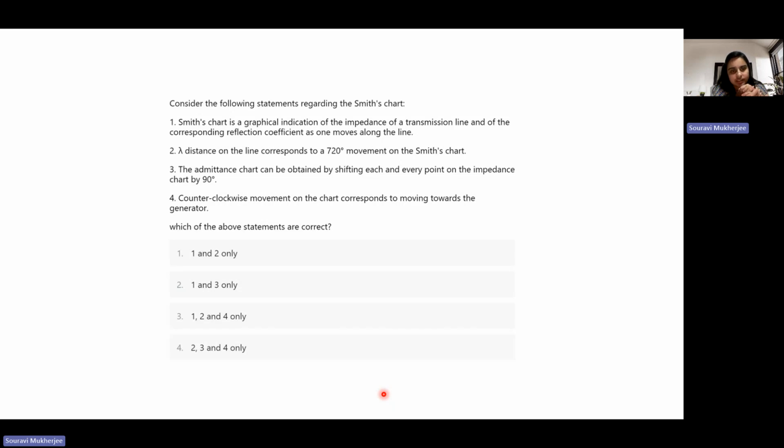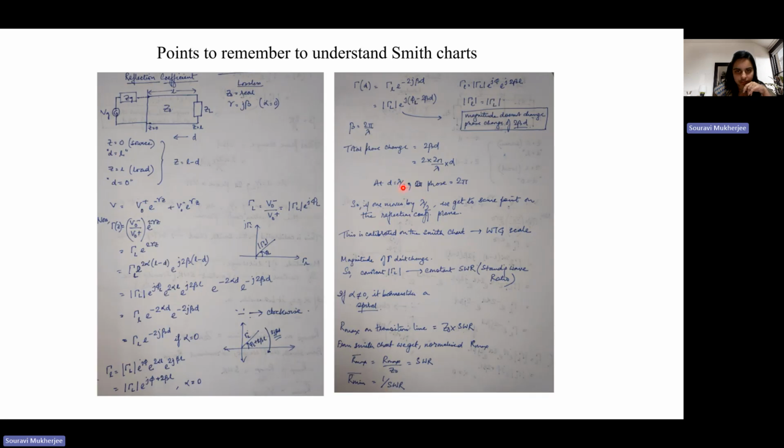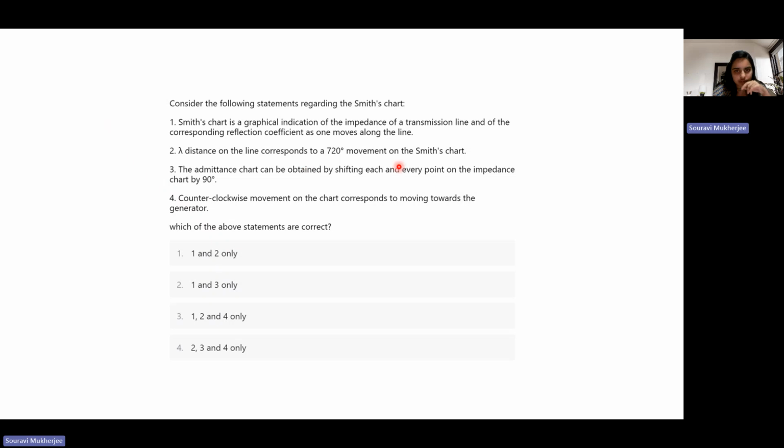Now, what it says is that a lambda distance on the line corresponds to a 720-degree movement on the Smith chart. What we saw here is that a distance of lambda by 2 along the transmission line corresponds to a 2 pi phase. So 2 pi means 360 degrees, right? That means a distance of lambda would correspond to 720 degrees, right? So that is correct. So the second point is also correct.